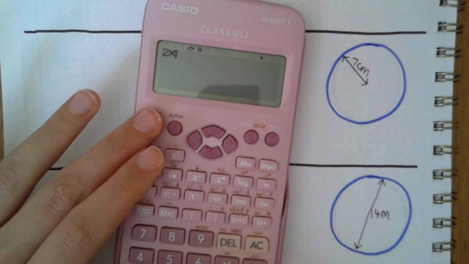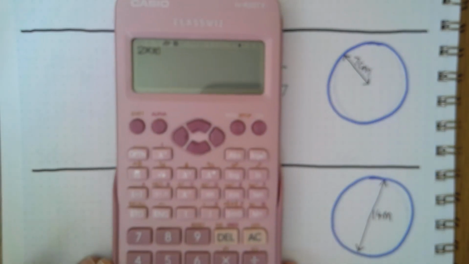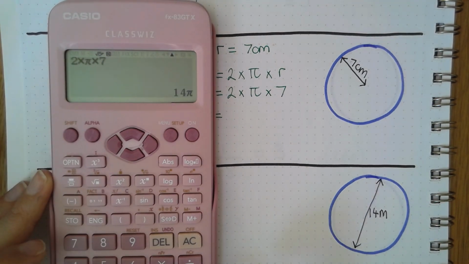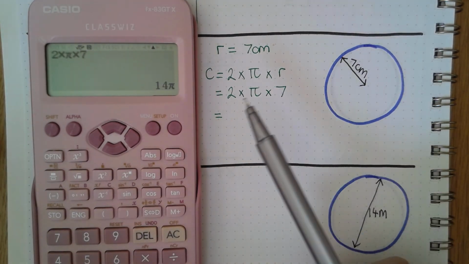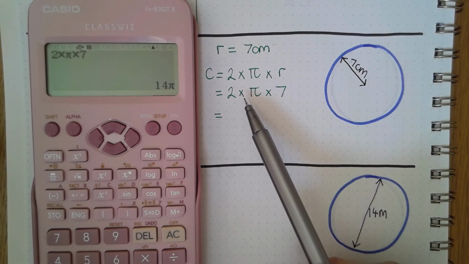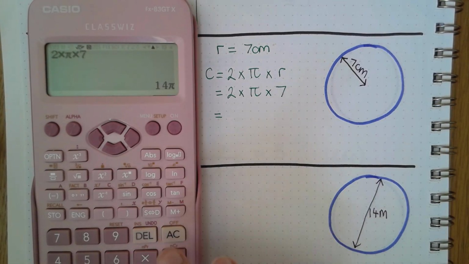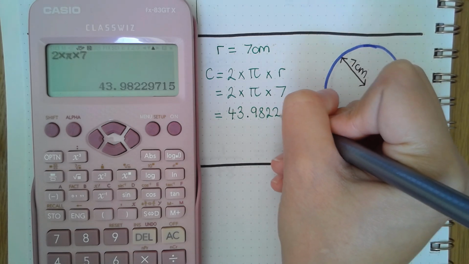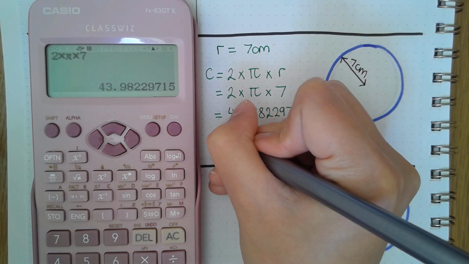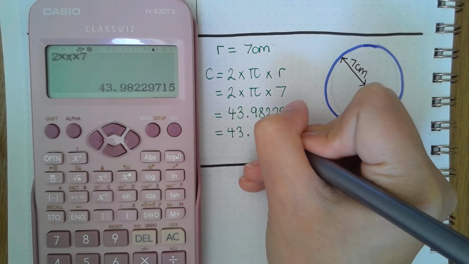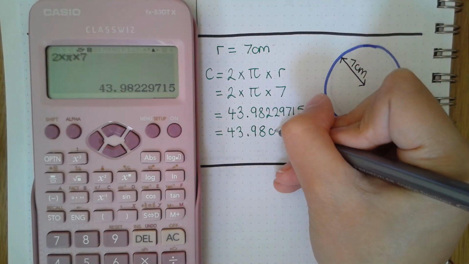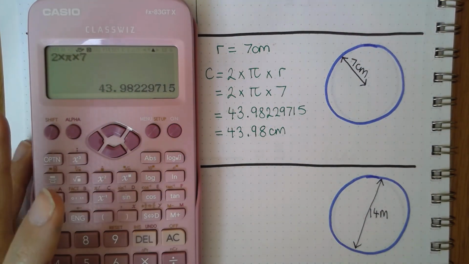So 2 times shift pi button down here times r is 7 equals 14 pi, which makes sense because 2 lots of 7 is 14, so we've got 14 pi. And then I can press the S arrow D button, which gives me 43.98229715, and underneath 43.9, 2 makes 8 stay the same, so 98, and my units are centimeters because it's a length.